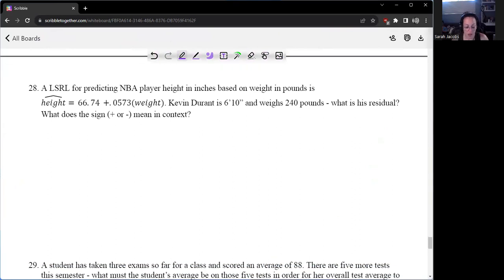Almost there. A least squares regression line for predicting NBA player height in inches based on weight in pounds is: the predicted height is 66.74 plus about 0.05 of the weight. Kevin Durant is 6'10 and weighs 240 pounds. What is his residual? And then what does the plus or minus sign mean in context? So first things first, we need to convert this height to height in inches. 6 feet, 10 inches is equal to 72 plus 10 inches, which is equal to 82 inches. Okay, so that's his actual height in inches.